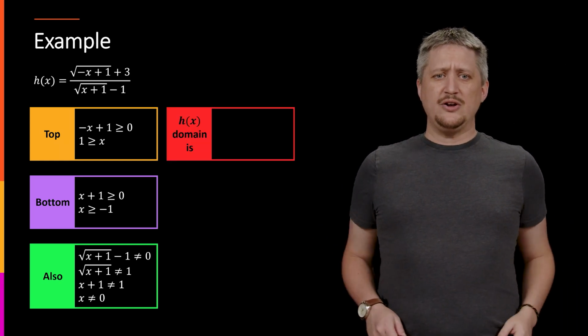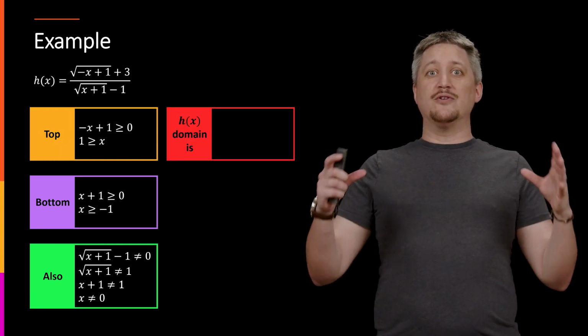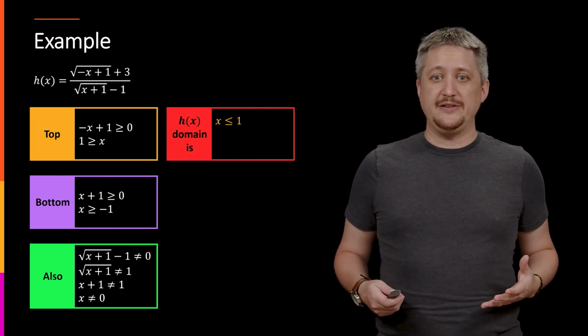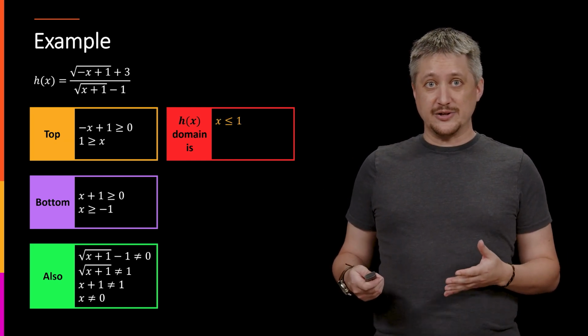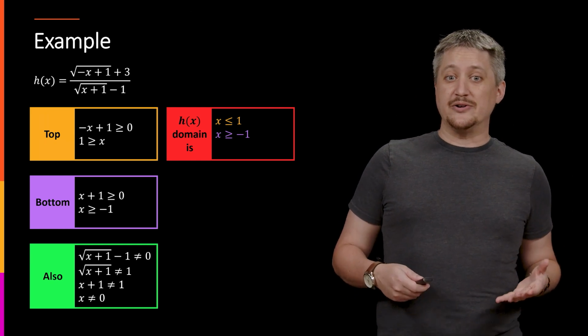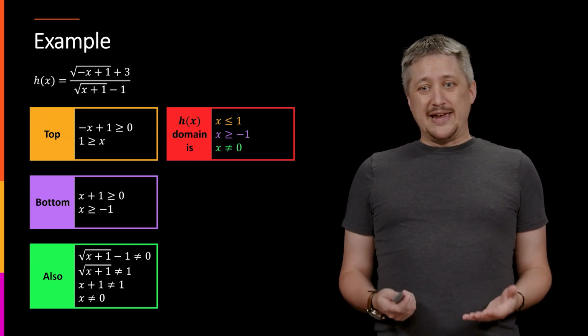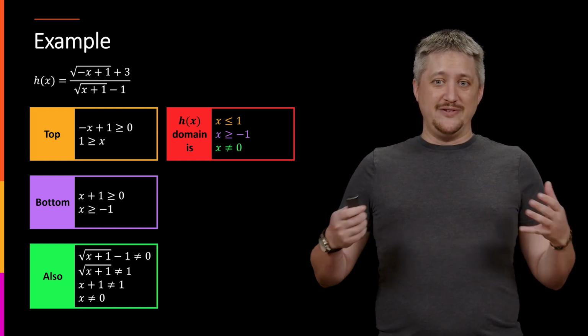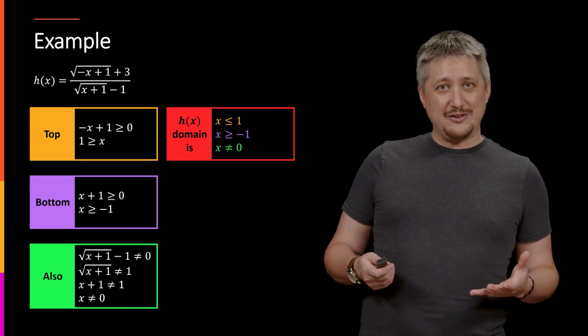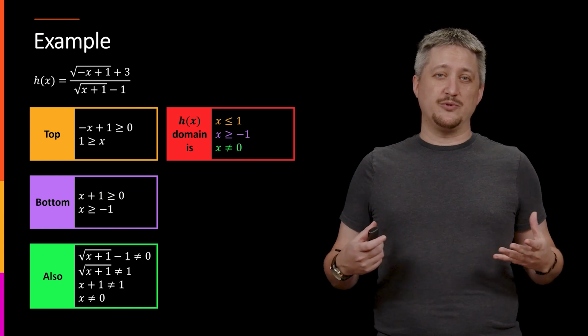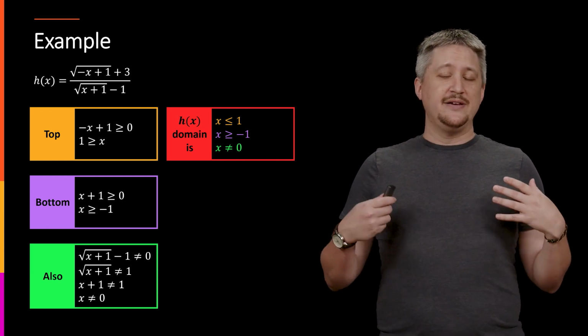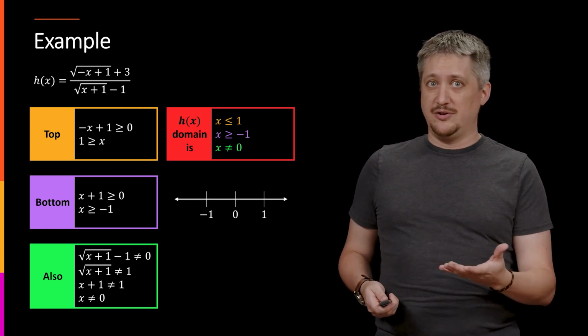Okay, so how do we get the overall domain? Well, h of x's overall domain is all three of those pieces. x has to be less than or equal to 1, x has to be greater than or equal to negative 1, right from the bottom, and x can't be 0. But we can't just say this because it's not obvious how this would work. It would be better if we could do this in some sort of interval notation, for example. And the best way to do that is by using a number line.